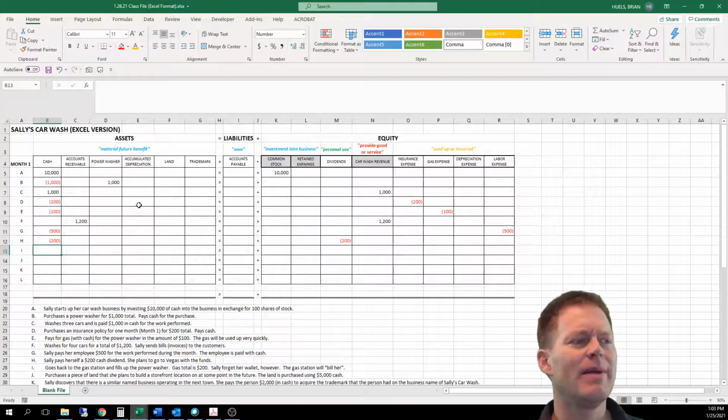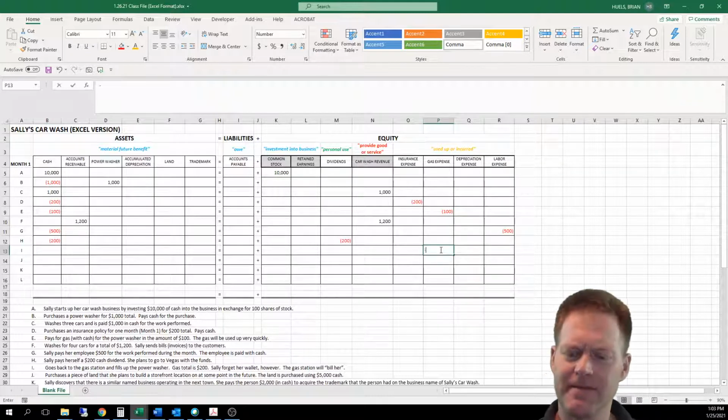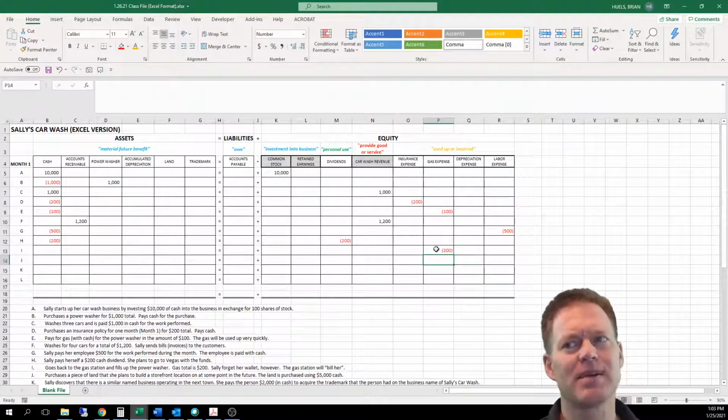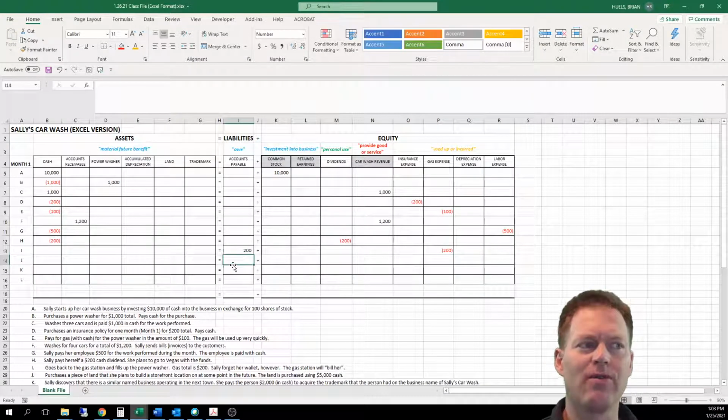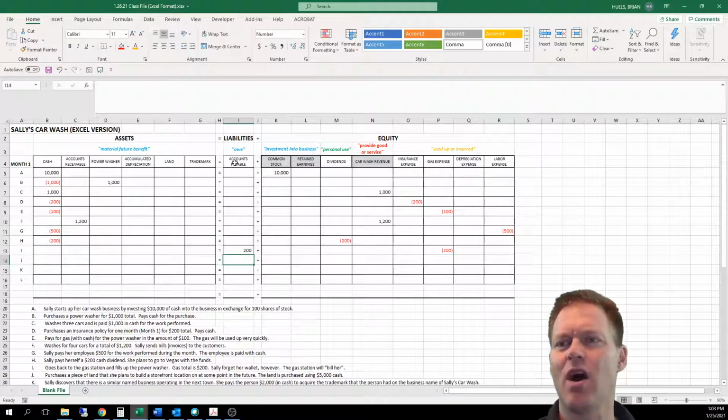I go back to the gas station, fill up the power washer. Gas is $200. She forgot her wallet. The gas station will bill her. Well, that doesn't change the fact that that gas is going to be used up pretty quickly. Okay? The difference is we owe for it, right? Liability means we owe for it.